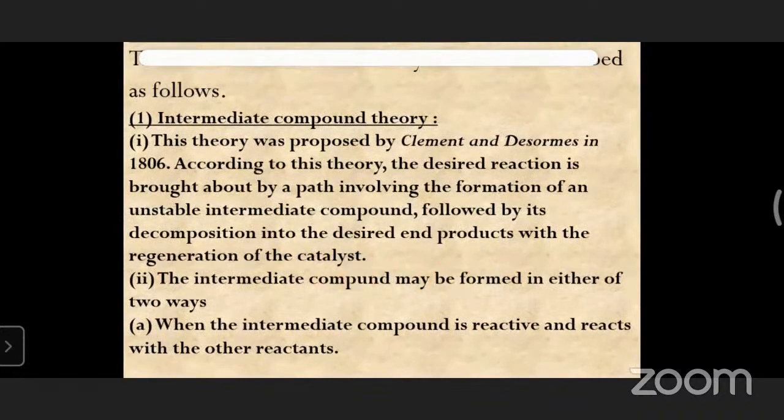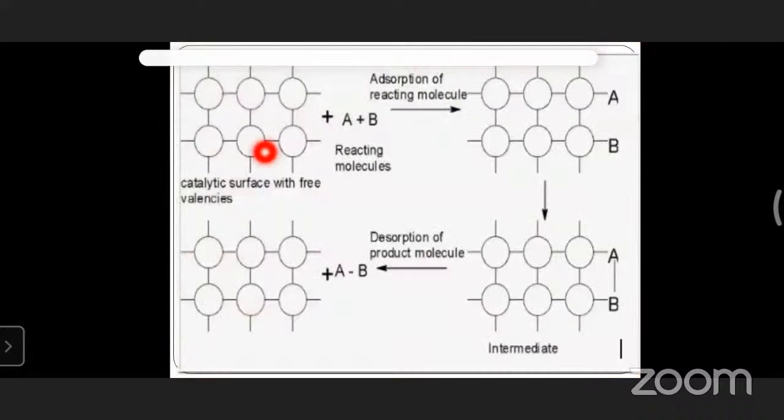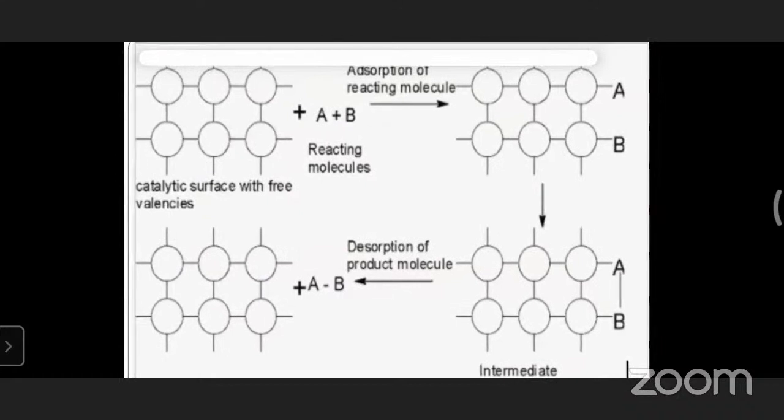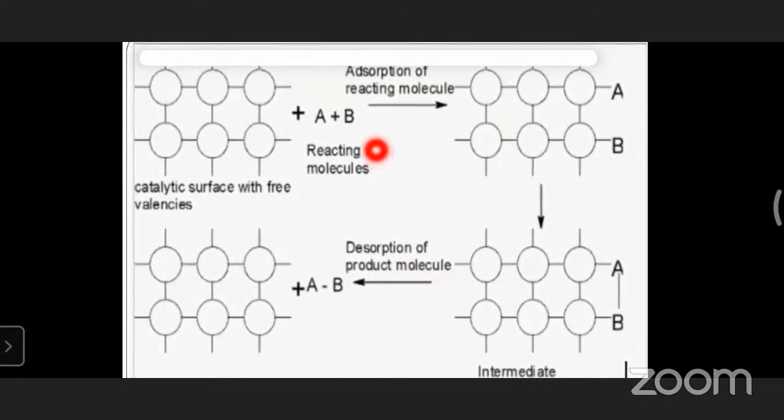The intermediate compound may be formed in two ways, when the intermediate compound is reactive and reacts with other reactants. So two conditions are there. We'll see the catalytic surface with free valencies. This catalytic surface has free valencies or pores, and it is reacting with molecule A as well as molecule B. In the second step, adsorption of the reacting molecules happens. A is reacting with the free valencies and B is also reacting with the free valencies.